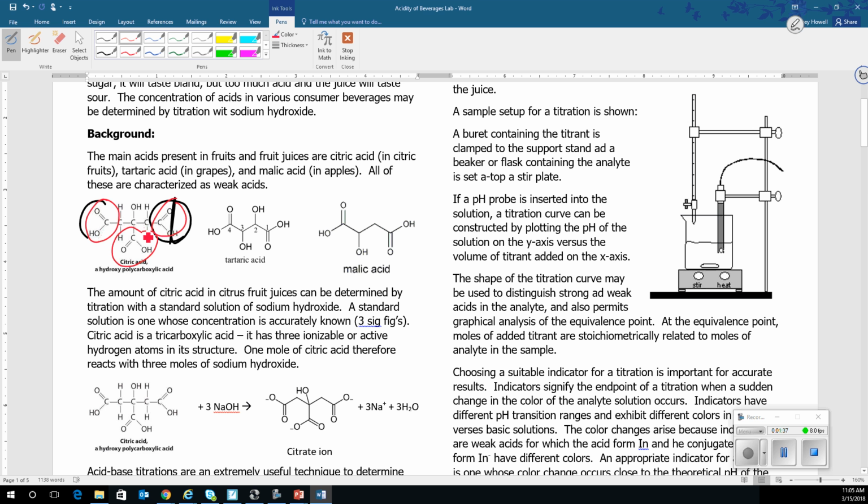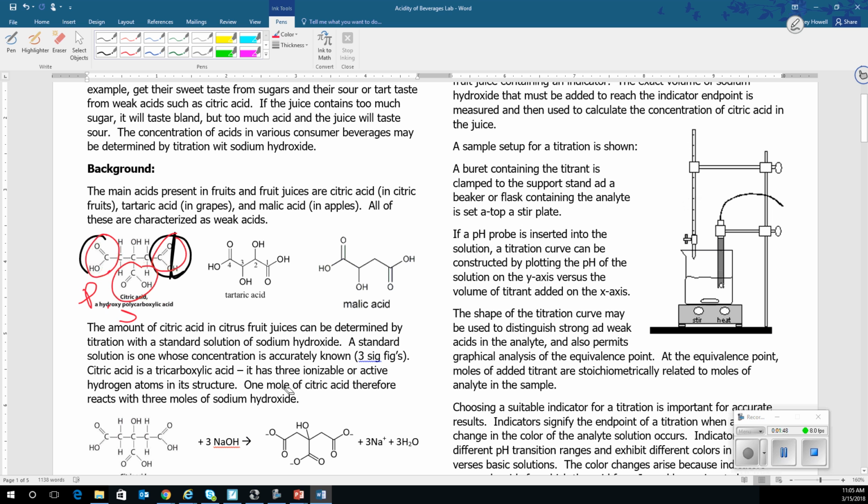Those are acid groups. So for citric acid, which is your pineapple juice, P, you're going to use 3. On this one, there's this group and this group. So this one, you're going to use a 2.